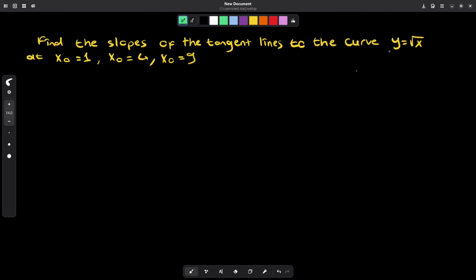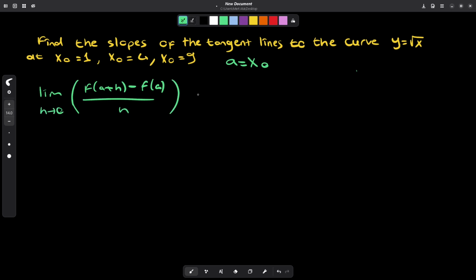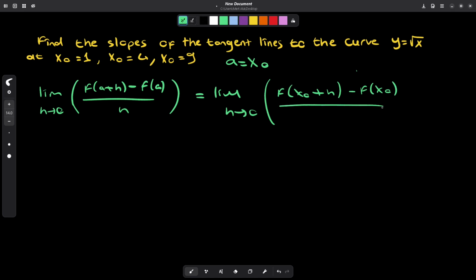Find the slopes of the tangent line to the curve y equals root x at x0 = 1, x0 = 4, x0 = 9. Okay, we have 3 points. Instead of evaluating the limit 3 times, let's say our a is equal to x0, and the limit of f(a + h) minus f(a) over h as h approaches 0 will be equal to the limit of f(x0 + h) minus f(x0) over h.